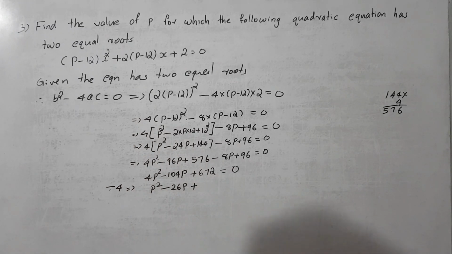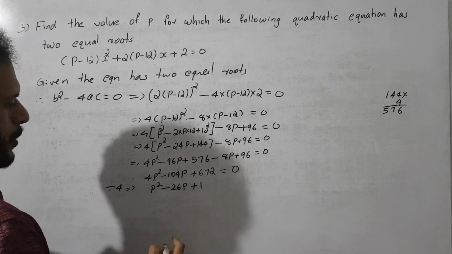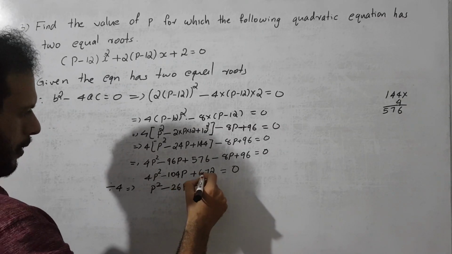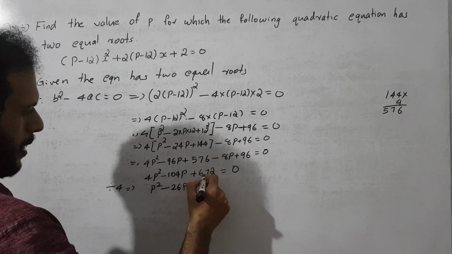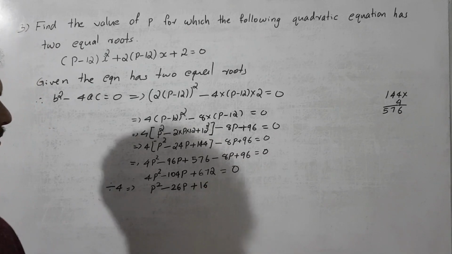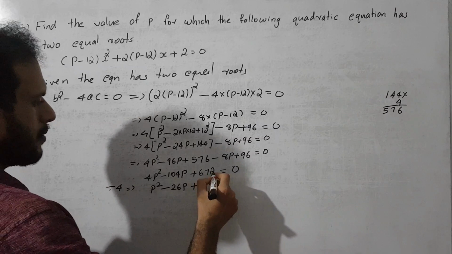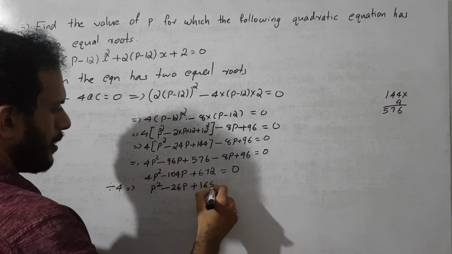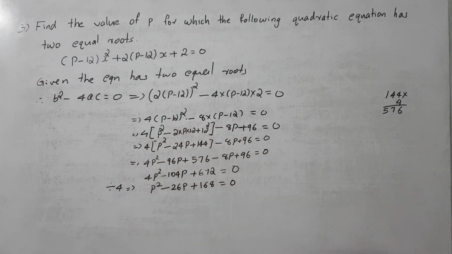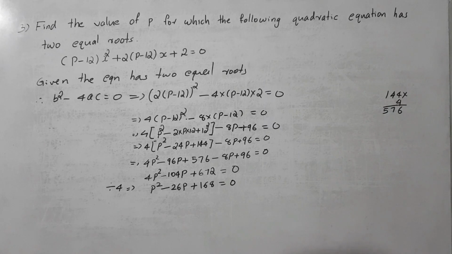672 divided by 4. 6, how many times? 4 one times, then 2 is balance, 27, 27 how many times? Yes, 6 times, then 6 into 4 is 24, then 3 is balance, 32, then 8, 168 is equal to 0. Now we got the equation p square minus 26p plus 168 is equal to 0.